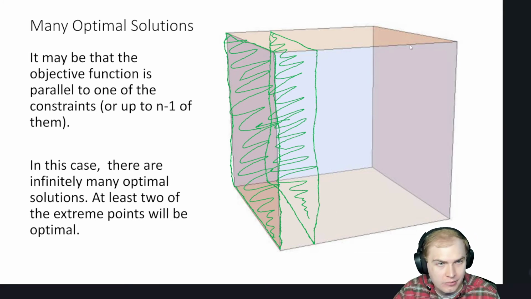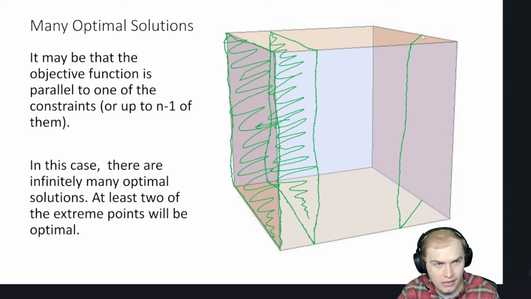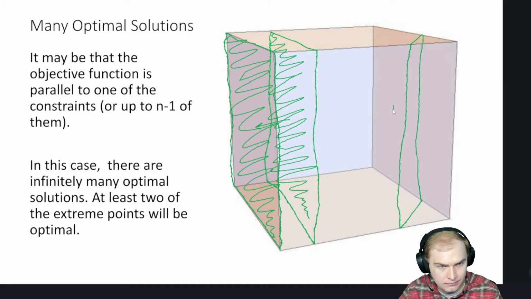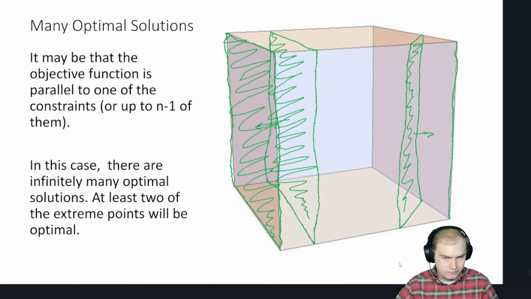On the other hand, if we have an objective that is parallel vertically, it's parallel in one of its degrees of freedom to these two faces, and it points out towards the corner, well, that maximal level set is going to be this ridge. And we have infinitely many optimal solutions.